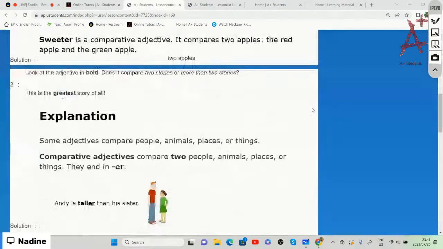All right. This is the greatest story of all. Does it compare two stories or does it compare more than two stories, right? And it will also be able to tell us if it is a comparative adjective or a superlative adjective, right?